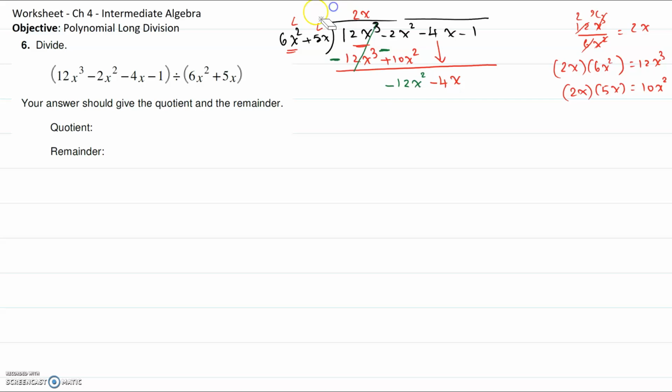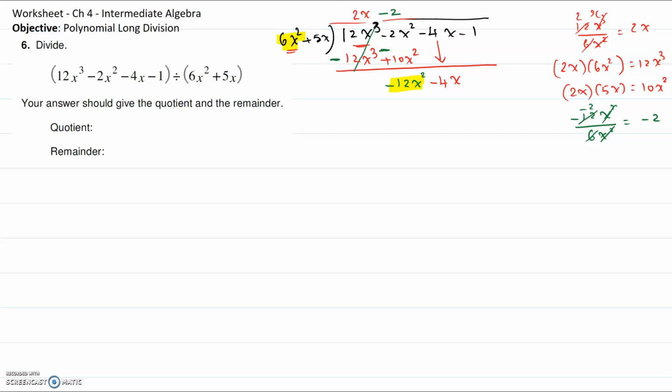Now, we are going to do the same process as we did before. So take the first term over here and the first term over here and divide one by the other. So it is negative 12x squared divided by 6x squared. That will be negative 2. So negative 2 goes on top.